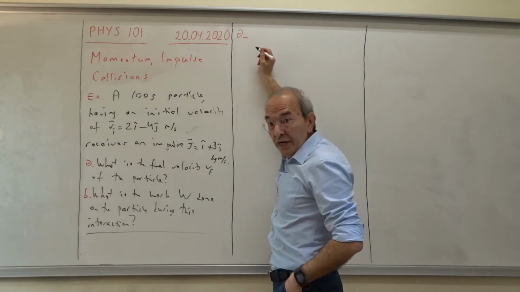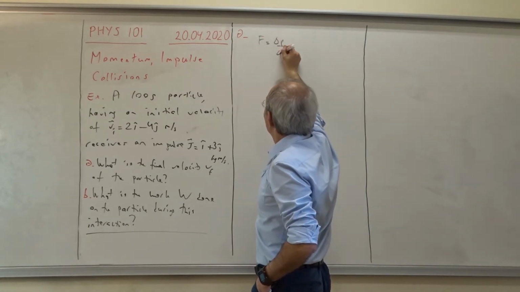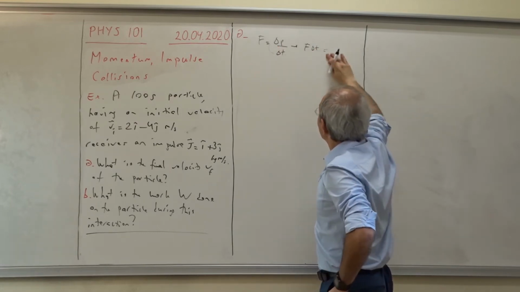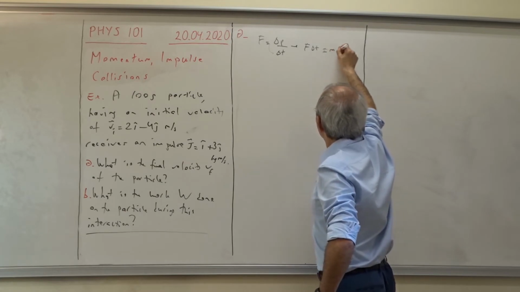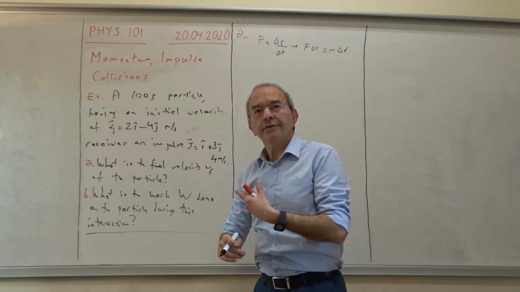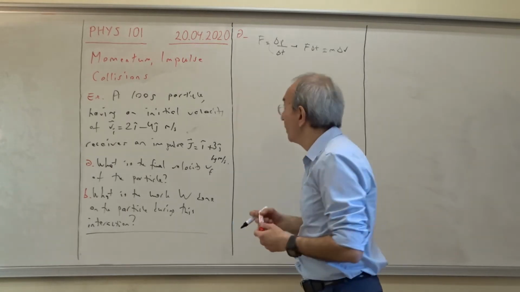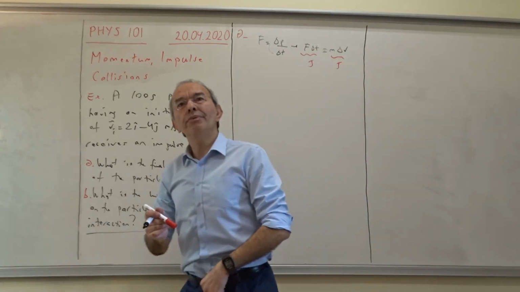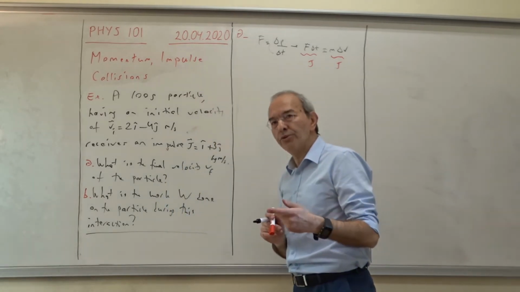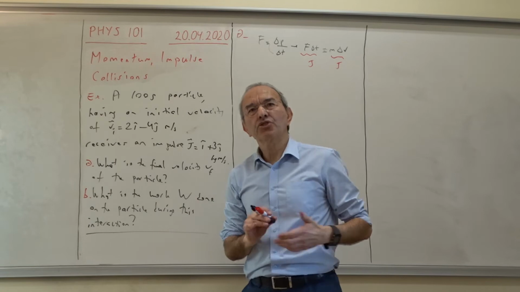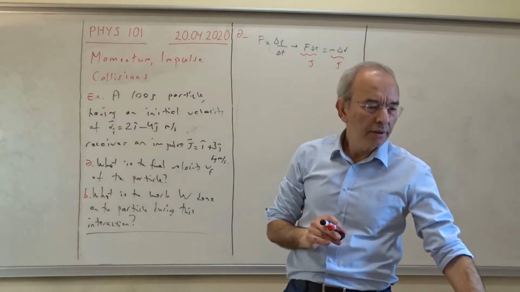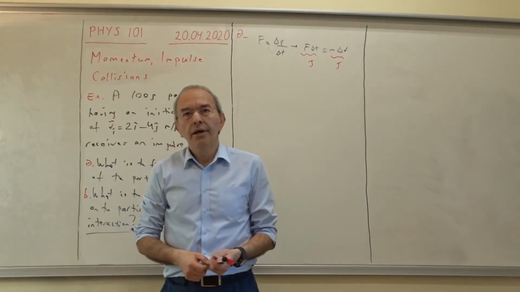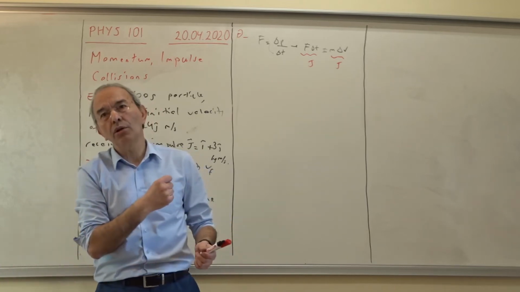Second law in the new, modified form, F is equal to delta P by delta T. You can write it also as F delta T is equal to M delta V, for instance. Each side is also called impulse J. This part is impulse, and the other part is also equal to the impulse imparted to the object by the striking object. For example, you may have a ball and a racket, or a golf ball and a club. So you hit the ball.